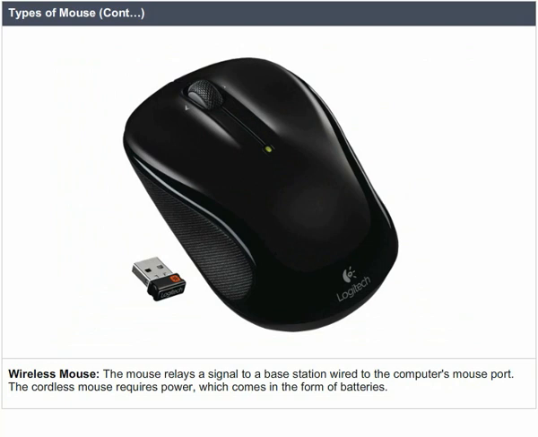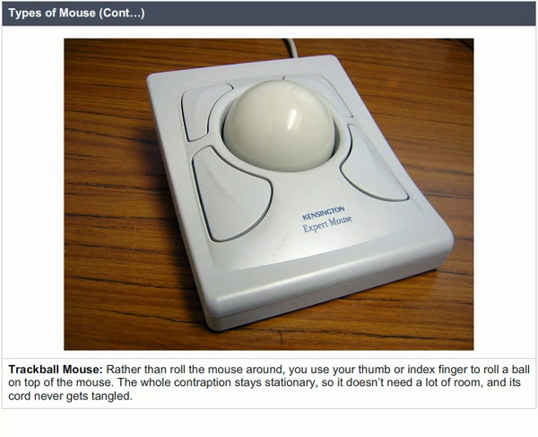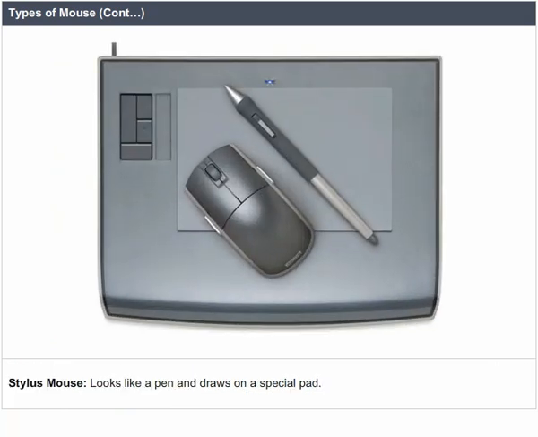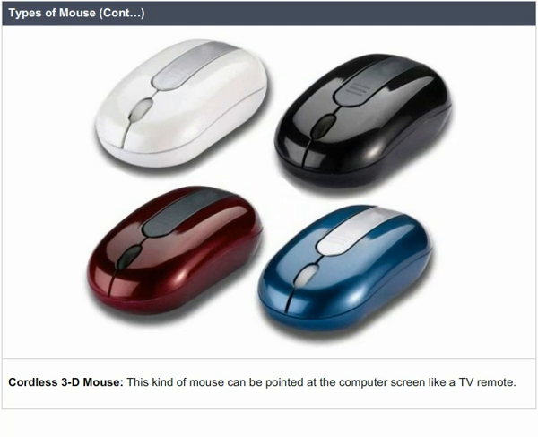Trackball mouse. Rather than roll the mouse around, you use your thumb or index finger to roll a ball on top of the mouse. The whole contraption stays stationary, so it doesn't need a lot of room, and its cord never gets tangled. Stylus mouse. Looks like a pen and draws on a special pad. Cordless 3D mouse. This kind of mouse can be pointed at the computer screen like a TV remote.